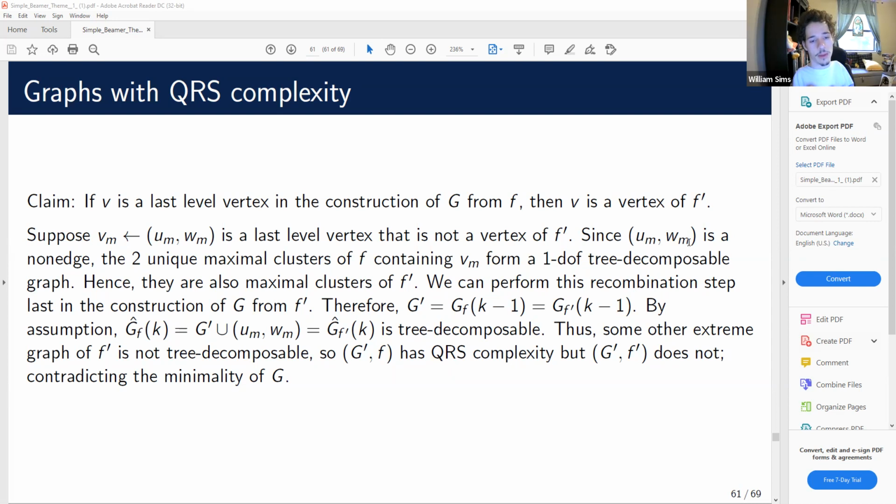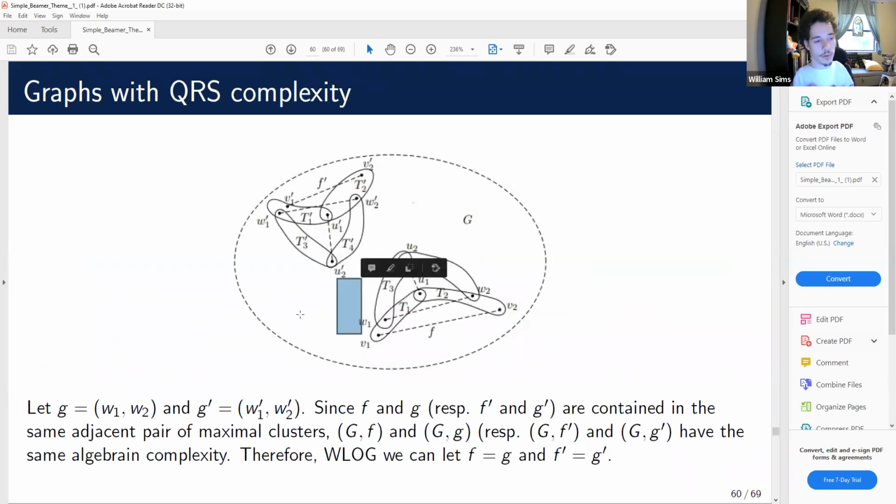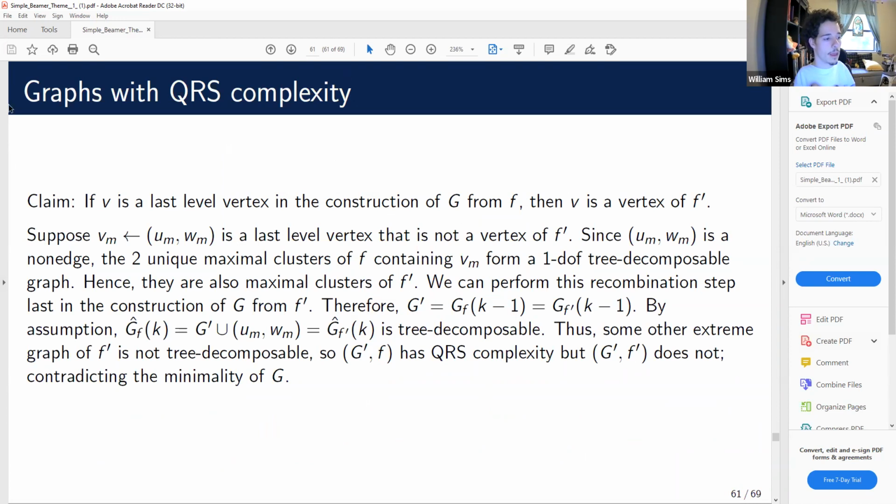Okay, so since U sub m and W sub m is a non-edge, because all base pairs are non-edges, the two unique maximal clusters of F containing V sub m form a 1DOF tree decomposable graph. So what does this mean? It means that the maximal cluster containing U sub m and the maximal cluster containing W sub m form a 1DOF tree decomposable graph. Sorry, if we look here, let's just consider U2. All this is saying is that if I just take the graph T3, T4, then it's 1DOF tree decomposable, because if we add the edge W1, W2, then we get a tree decomposable graph. So since it's 1DOF tree decomposable, these clusters must also be maximal clusters of F dash, right? So the clusters involved in this construction step are maximal clusters of F, and they are also maximal clusters of F dash.